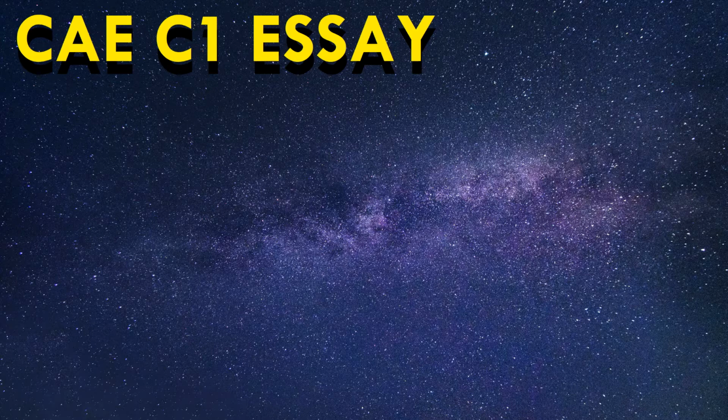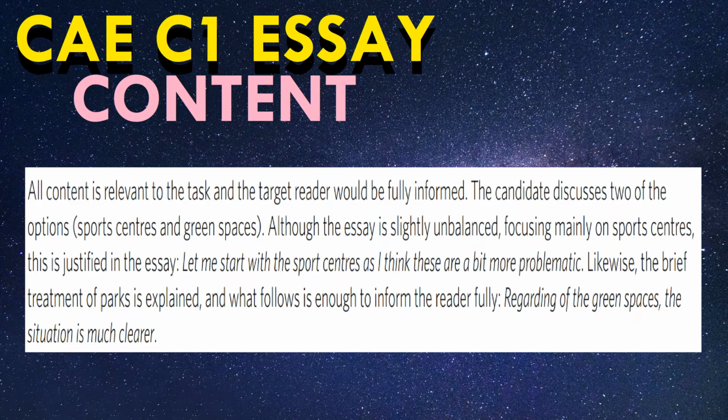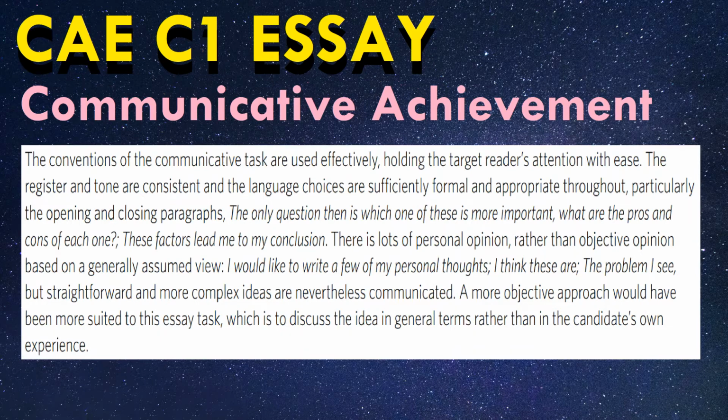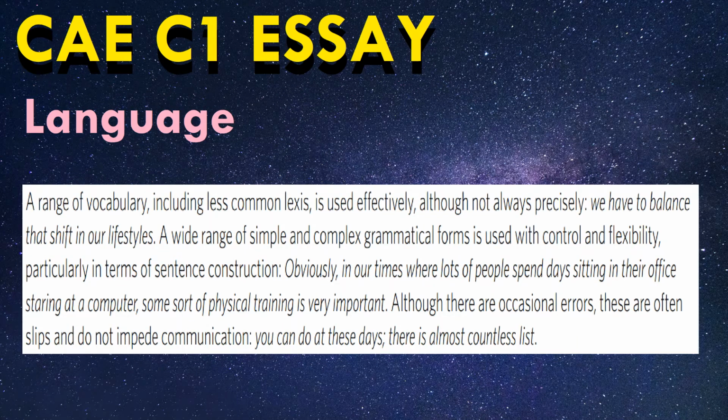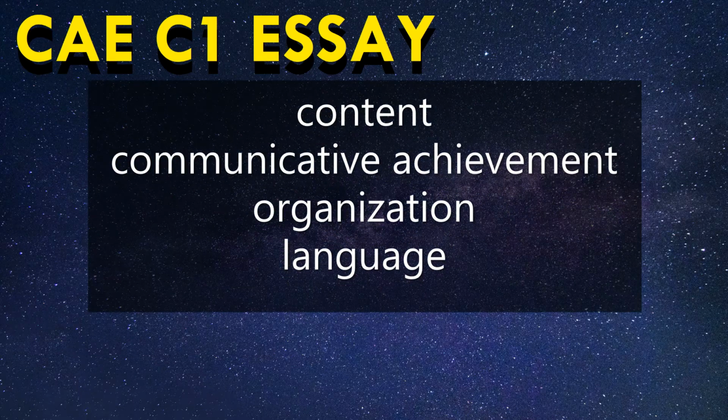So let's now take a look section by section at how the Cambridge examiners broke this piece down. So we're going to look at the content, communicative achievement, organization, and language. And a reminder, those 4 criteria are used for every piece of writing in the Cambridge exams, whether CAE or CPE, whether essay, letter, article, report, whatever. These are the 4 ways that your writing gets marked.